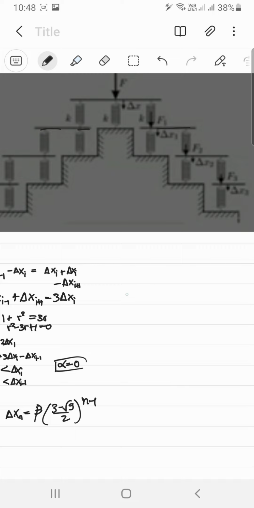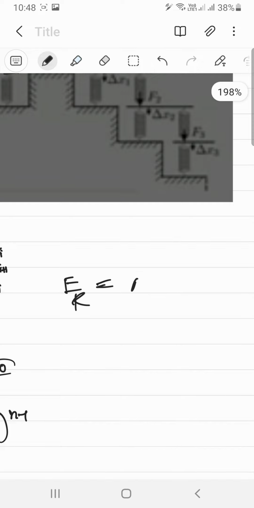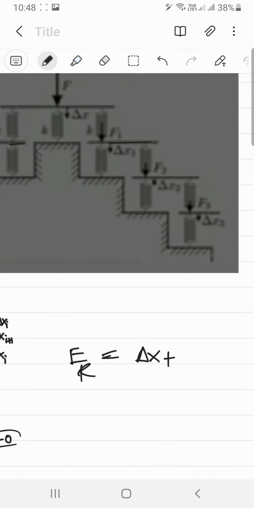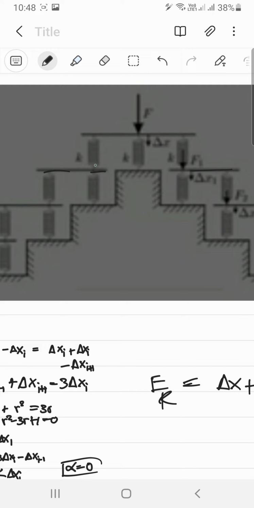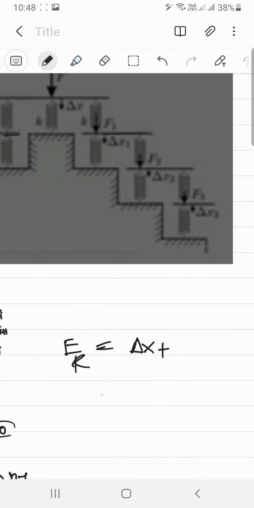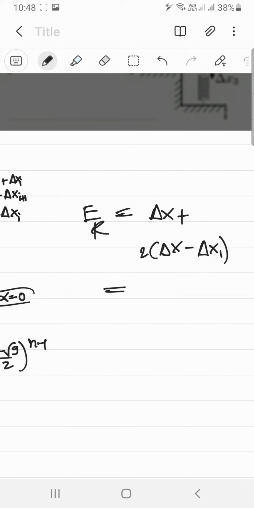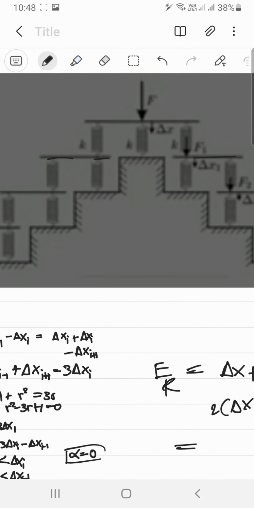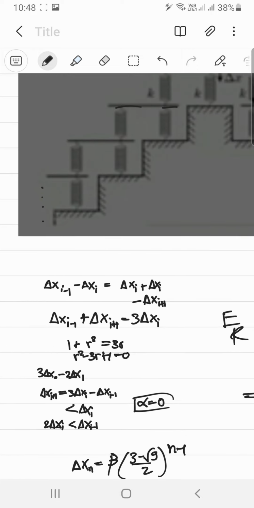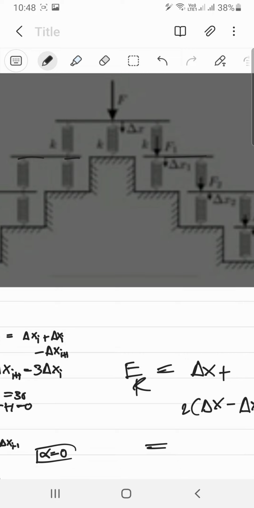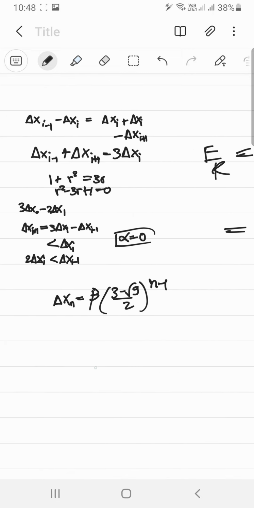For this platform, you can say f upon k is equal to delta x plus, so over here what will the compression be? It will be 2 times delta x minus delta x 1. Makes sense, right? And delta x 0 is also a part of the series, but this recursion only starts from that platform. So you can still use this thing, no problem with that.